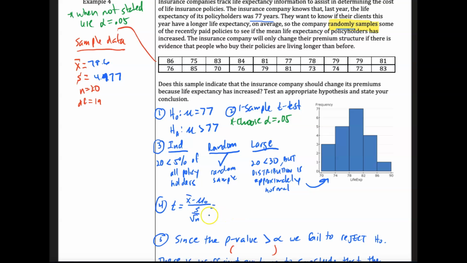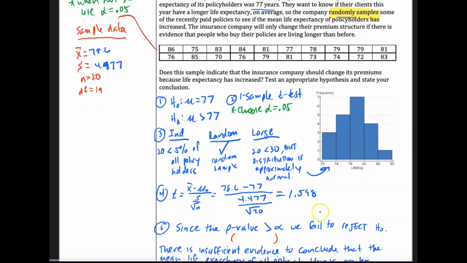And so we're going to utilize our technique, this one-sample t-test. We're going to use the values here. It's 78.6 minus the mean 77, all over 4.477 over the square root of 20. I'm going to use a calculator to type this exactly as is instead of rounding, and I get one value. When I calculate this out, I get 1.598.